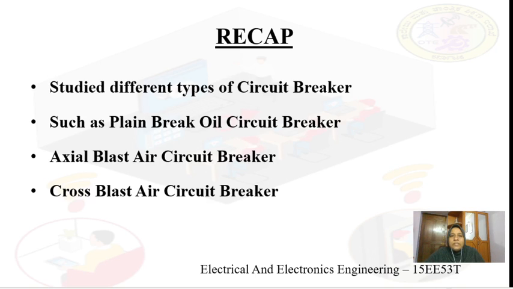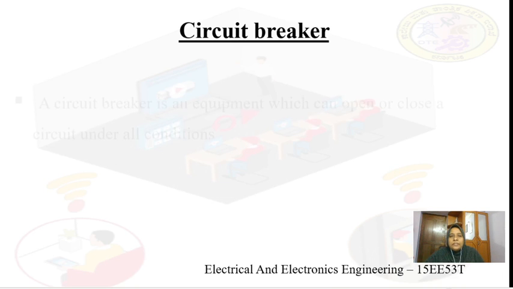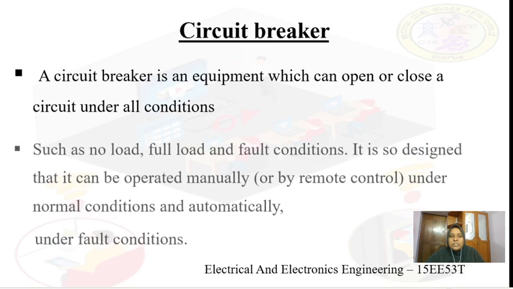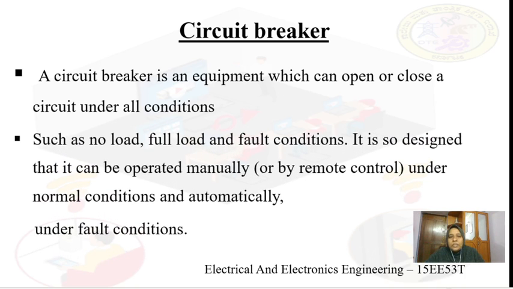So hence we'll try to see and recapitulate what is a circuit breaker. A circuit breaker is an equipment which can open or close a circuit under all conditions. So, what does this mean? That is, circuit breaker is nothing but just like a switch. It can open or close the circuit but under all conditions. So, let us try to see what are those conditions. So, it can open and close the circuit in all conditions such as no load, full load and fault conditions.